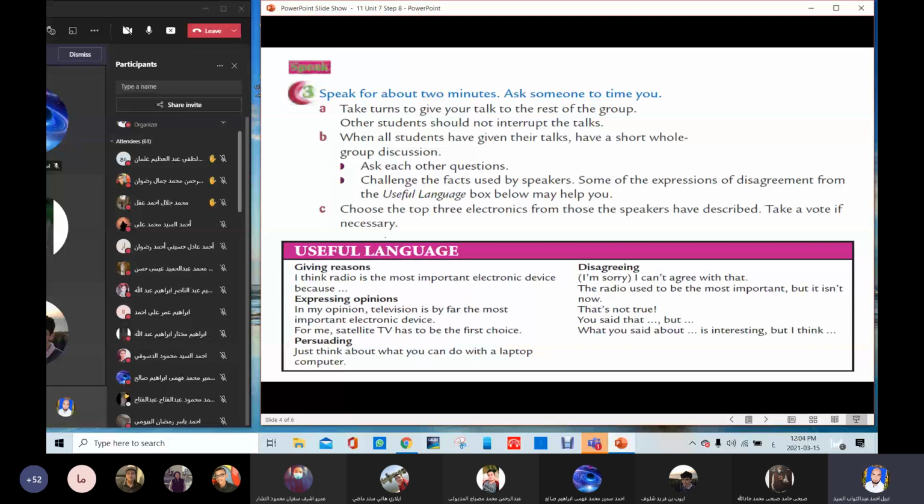The radio used to be the most important in the past, but it isn't now. It's an old-fashioned device. That's not true. You said that, but what you said. So I want to have an interaction. I want to have a conversation with you. So you have to agree or disagree with the speaker after listening to your friend. What you said is interesting, but I think, okay, please use these useful language expressions in your talk. Go on writing in 4 minutes.